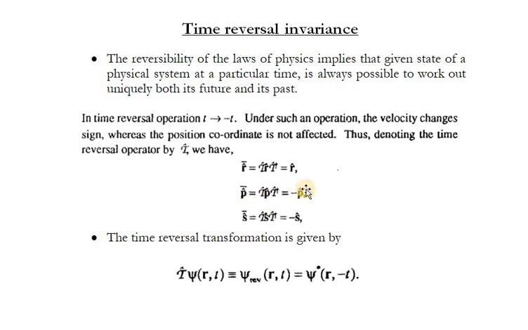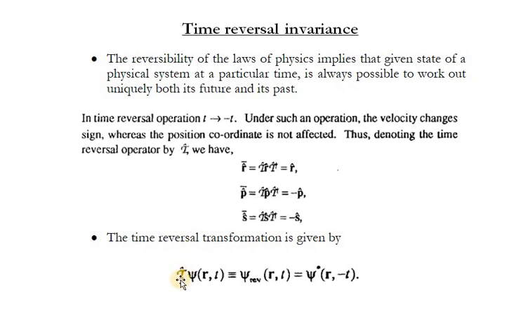Because velocity changes sign, the spin also changes sign. Under time reversal, the angular momentum is invariant, because it is r cross p: r doesn't change, p changes sign, so minus r cross minus p, that is S. The time reversal transformation is given by tau.